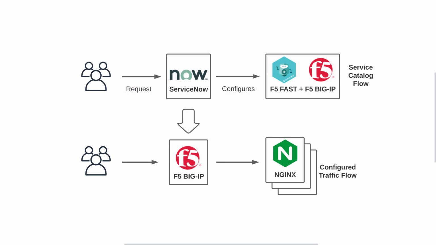The bottom part of this diagram represents the outcome we're hoping to achieve through our F5 FAST template. In our case, a very simple LTM VIP that load balances against a pool of Nginx pool members.